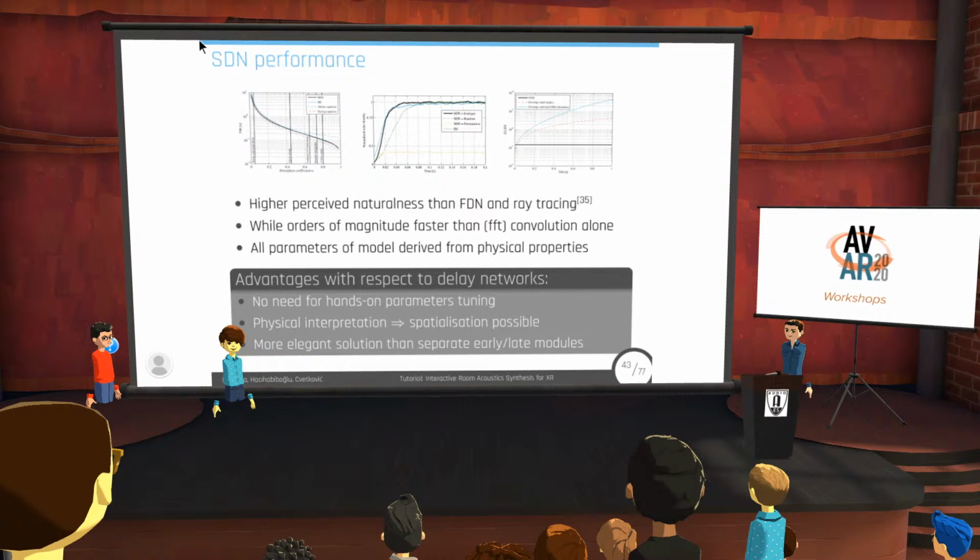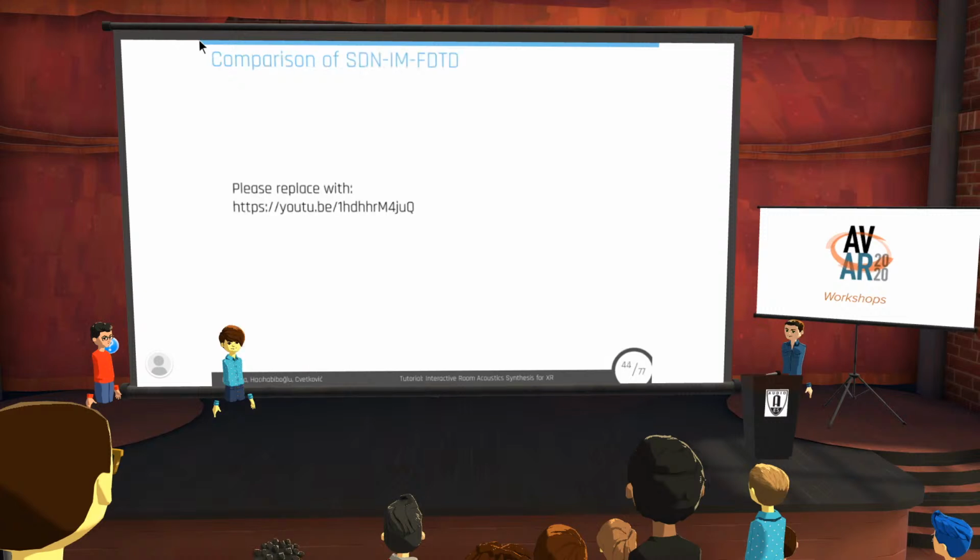Another advantage here is that all the parameters of the model are derived from physical properties, which means no hands-on tuning. And as we're going to see in a few seconds with Hseyin, because there is a physical interpretation, as opposed to other types of delay network models, this allows for specialization. Also, we believe that this is a more elegant solution than having separate early and late modules.